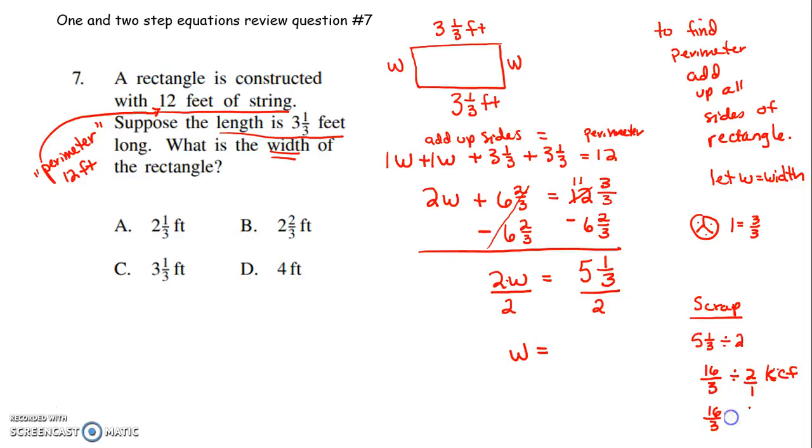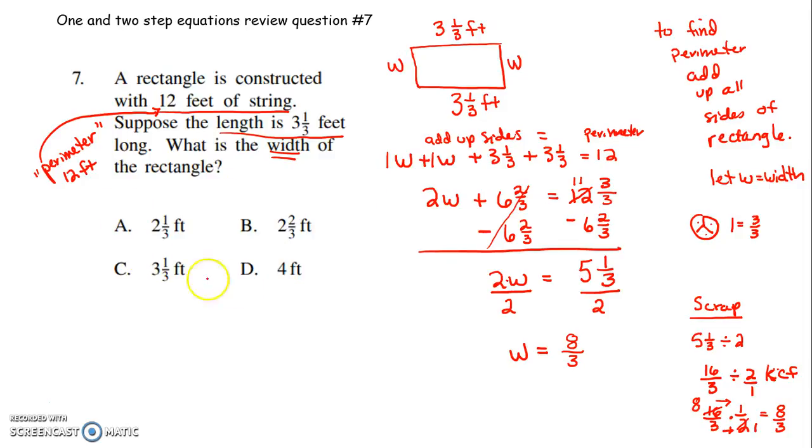Change your division to multiplication, flip over that second fraction. Some of you like to find common denominators and then divide straight across the top, straight across the bottom. That's always another option. I'm going to go ahead and simplify first. 2 goes into 2 once, 2 goes into 16 8 times. Straight across the top, straight across the bottom would be 8/3.